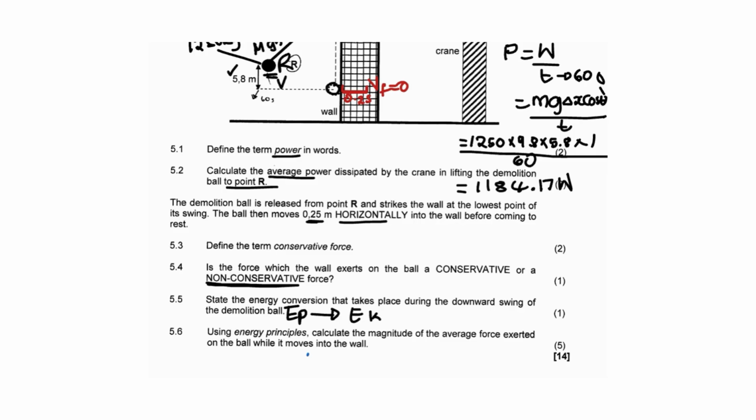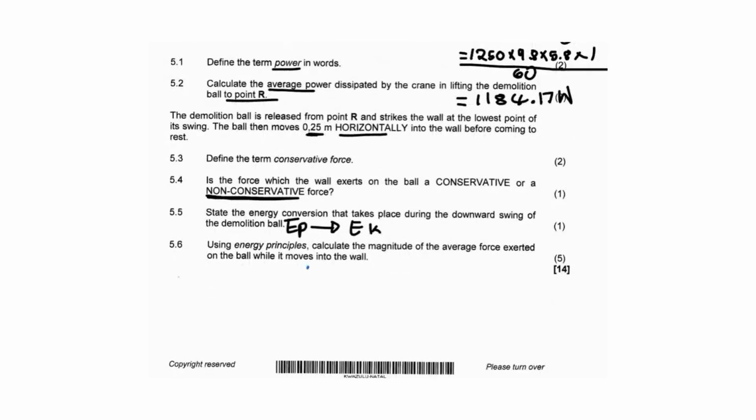So already we have stated that within the wall we have a non-conservative force. So it means there we are going to use work done by non-conservative force equals the change in kinetic energy plus the change in potential energy.